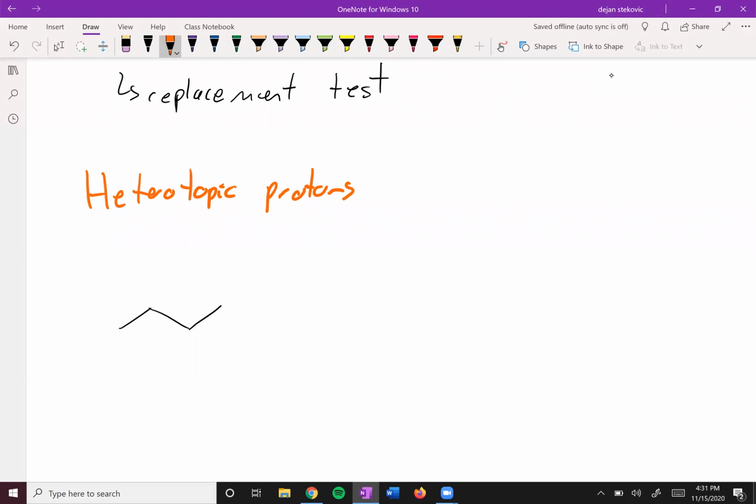And so here we have butane. We're going to take a look at this proton right here, and then its relationship to this proton right here. I think you can figure out that these two protons are different, right? One's on the end, one's in the middle. But you can use the replacement test to see this firsthand. What we do is replace the H's with a D, with a deuterium. Replace this hydrogen with a deuterium, and then replace this hydrogen with a deuterium.